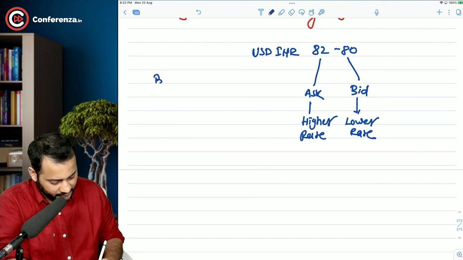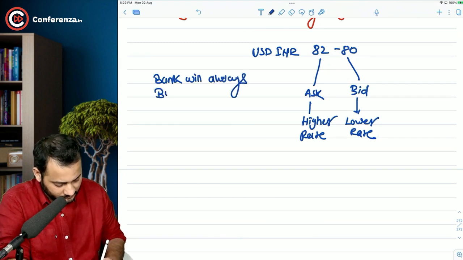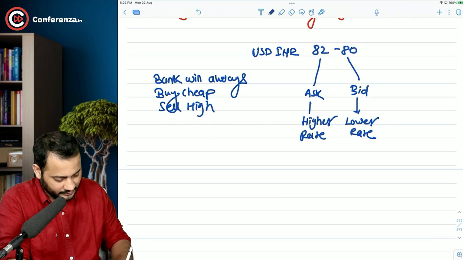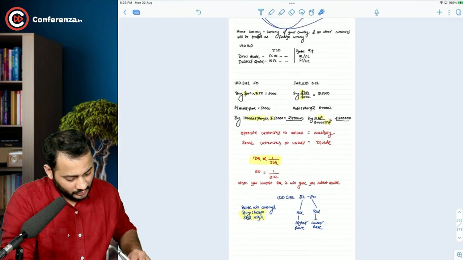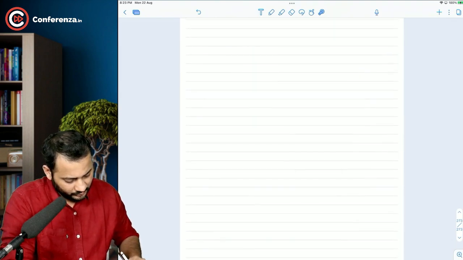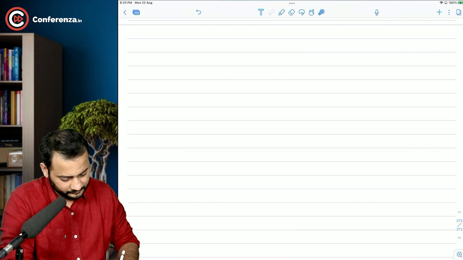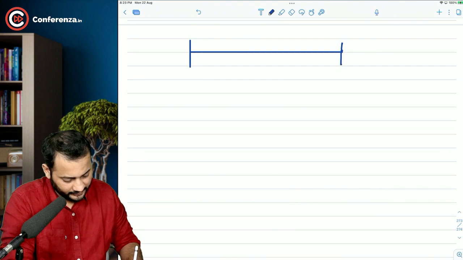So the thing to remember is: the bank will always buy cheap, sell high. This is something that you need to remember always. They are not going to make a loss. They are always going to make a profit by buying at a lower price and selling at a higher price. Okay, so a few things are already covered. One more I think I should explain is this. This will be very helpful to you.